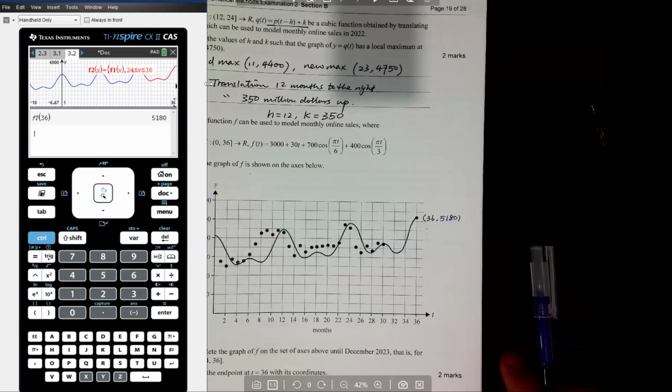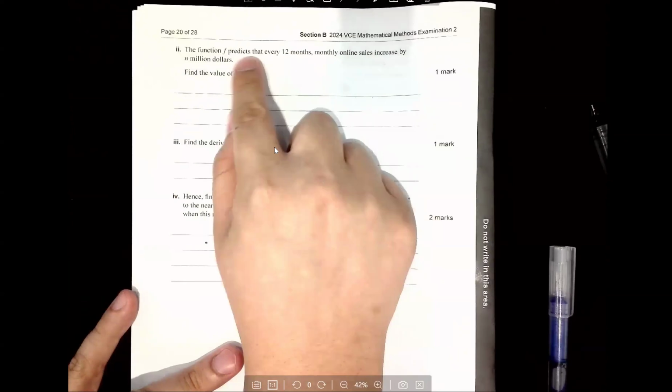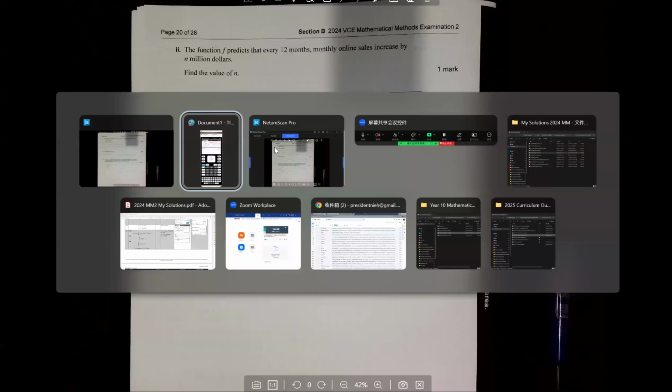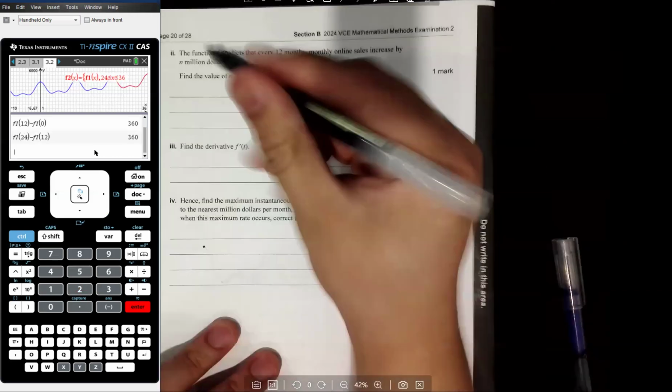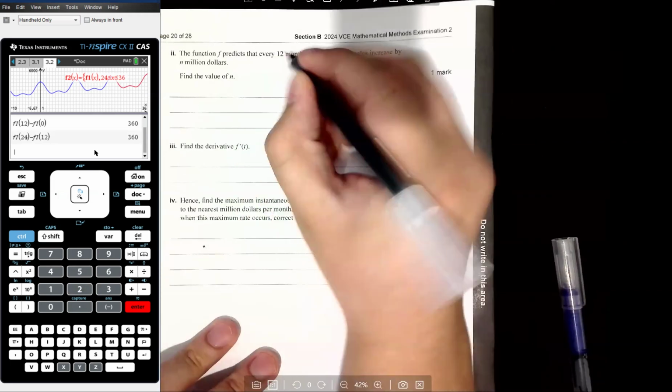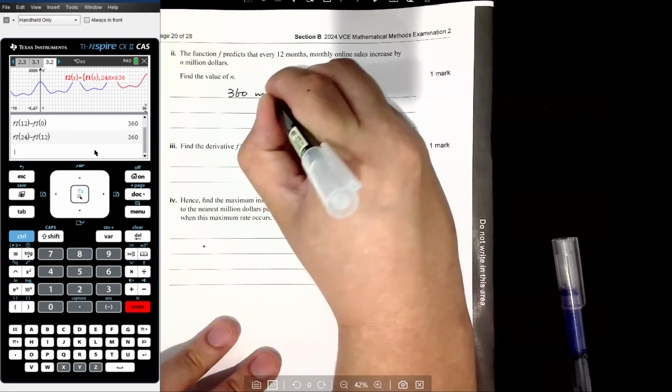Okay, let's move on and look at the next few parts. The function predicts that every 12 months, monthly online sales increase by $N million. Find the value of N. Basically, if you look at the graph here, well, you could say F1 of 12 minus F1 of 0, it's 360. Or F1 of 24 minus F1 of 12, 360. So this is called a seasonality change, okay? Seasonality, some sort of seasonality, I would say, if that's a correct term. $360 million.